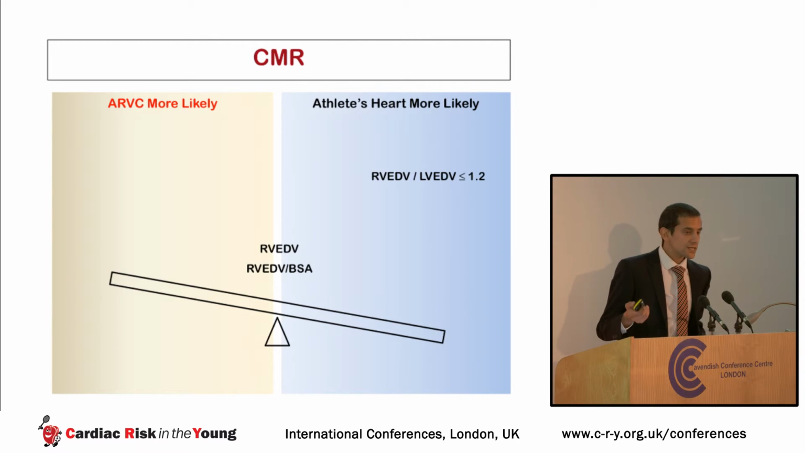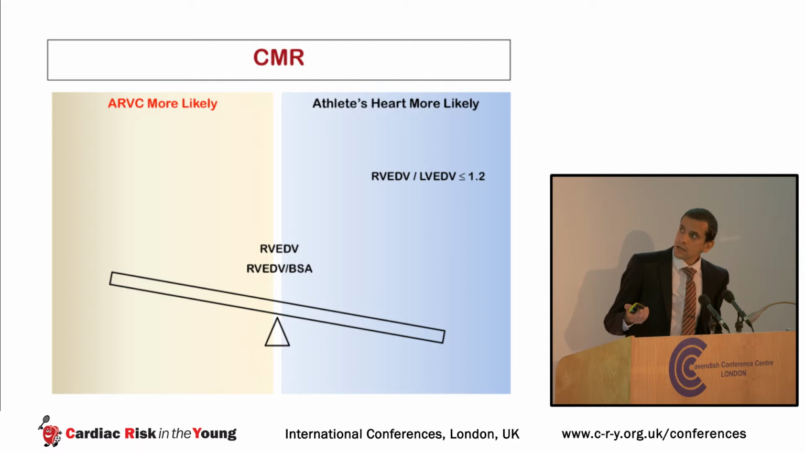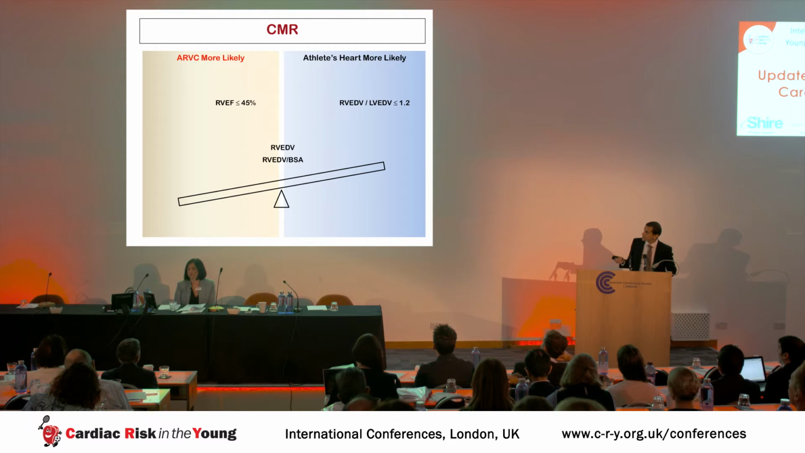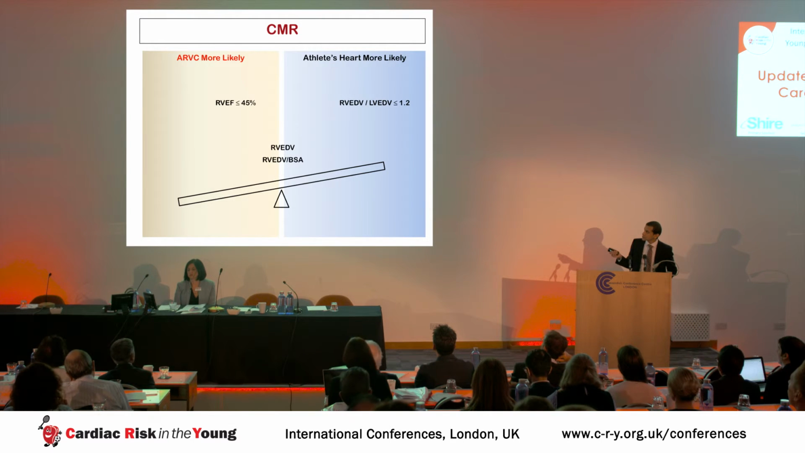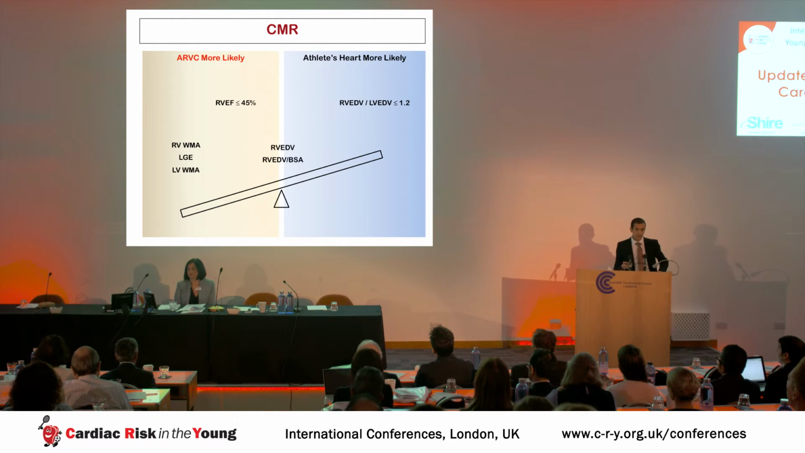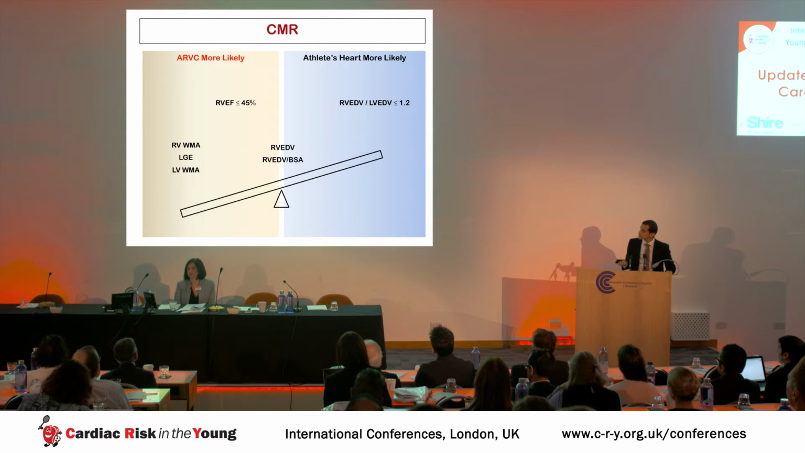On the MRI, once again, the absolute or index size of your right ventricle didn't help, because athletes get very big right ventricles. Again, ratio measures were helpful. You ratio your volume on the right to the left. If it's low, it's suggestive of physiological remodeling. And marked reduction in the ejection fraction was suggestive of ARVC. And we never saw RV wall motion abnormalities on CMR, late gadolinium enhancement, or left ventricular pathology in healthy athletes.